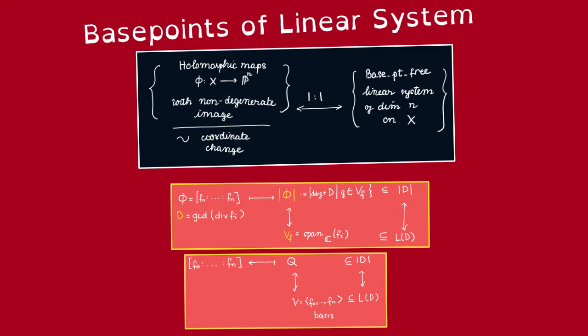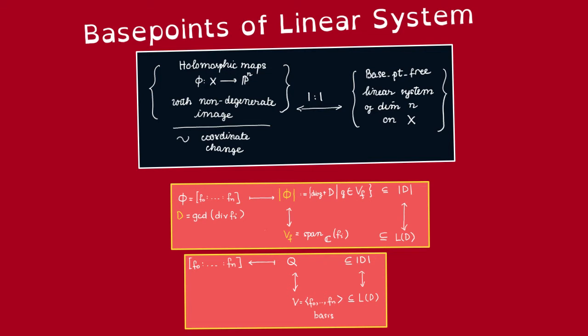Knowing that, it's now not very difficult to actually establish a bijective correspondence between these holomorphic maps with non-degenerate image up to coordinate change and basepoint free linear systems on X. But why do we want to do this? Why do we want this new viewpoint? What's the advantage of this new viewpoint of linear systems?